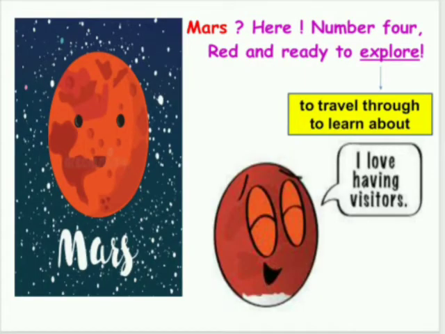Mars here, number 4, red and ready to explore. Here, the word explore means to travel through, to learn about. Mars is also called the red planet because it looks like an orange-red star in the sky. But do you know, students, it is red in color, but that doesn't mean it is very hot. It is pretty cold and it has the tallest mountains.